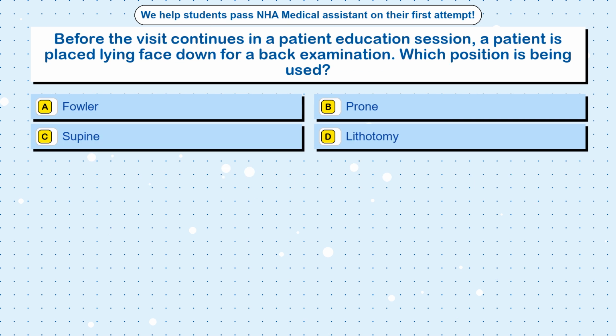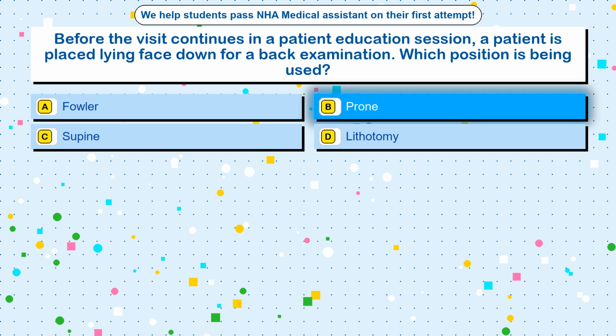Question 10. Before the visit continues in a patient education session, a patient is placed lying face down for a back examination. Which position is being used? Option A. Fowler. Option B. Prone. Option C. Supine. Option D. Lithotomy. The correct answer is option B.